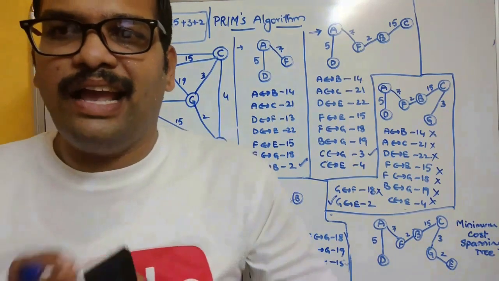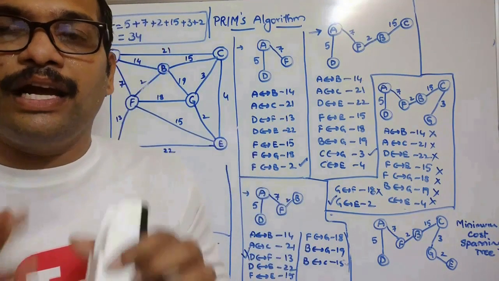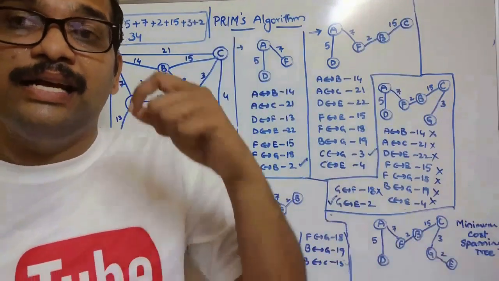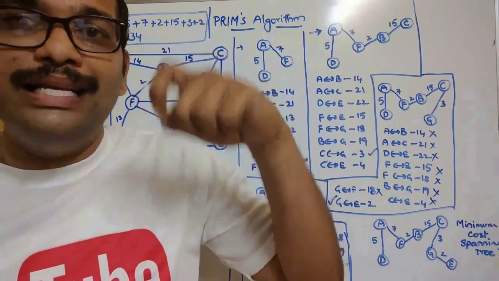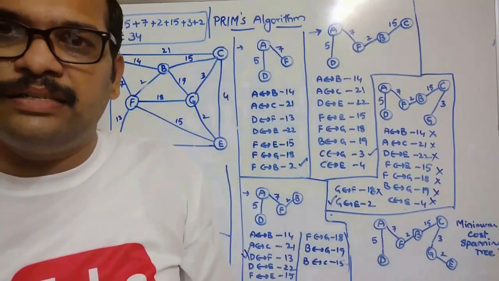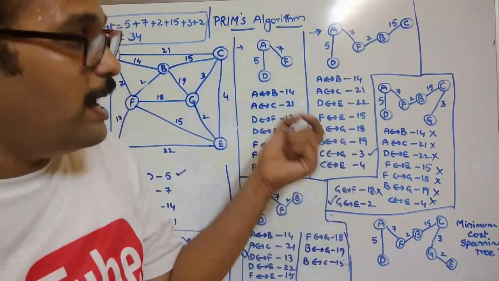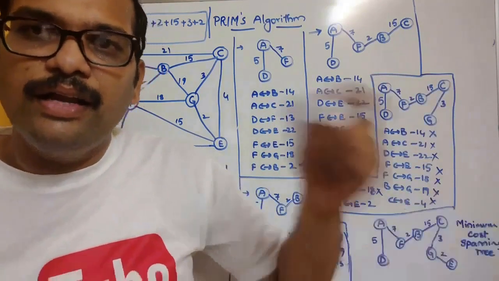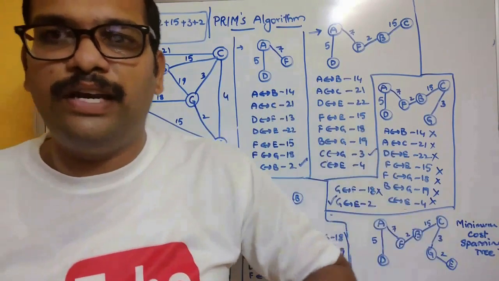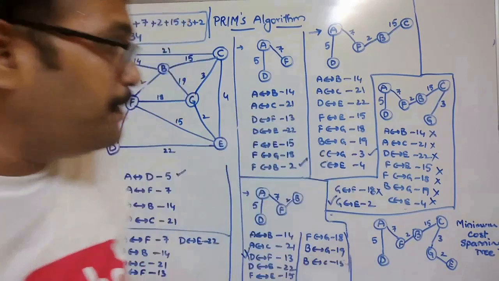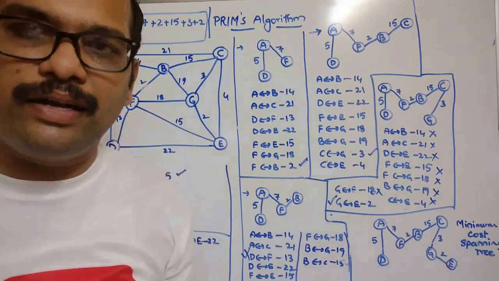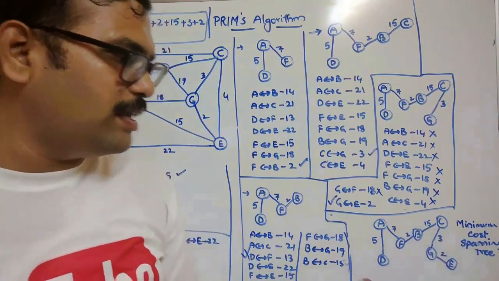First you need to select any vertex and consider all the outgoing edges of that vertex to the new vertices, and select the minimum or least weighted edge among them. If that edge forms a cycle in the tree, discard that edge and consider the next least cost weighted edge, and repeat the same process until all the vertices are included in the tree. So here you can see all the vertices are included in the tree.